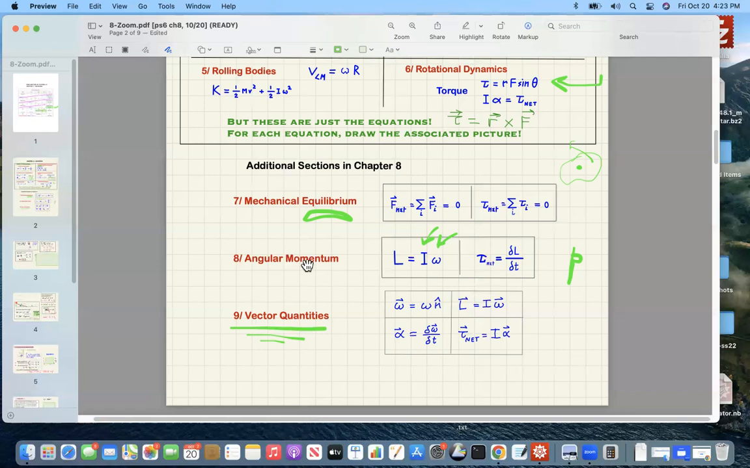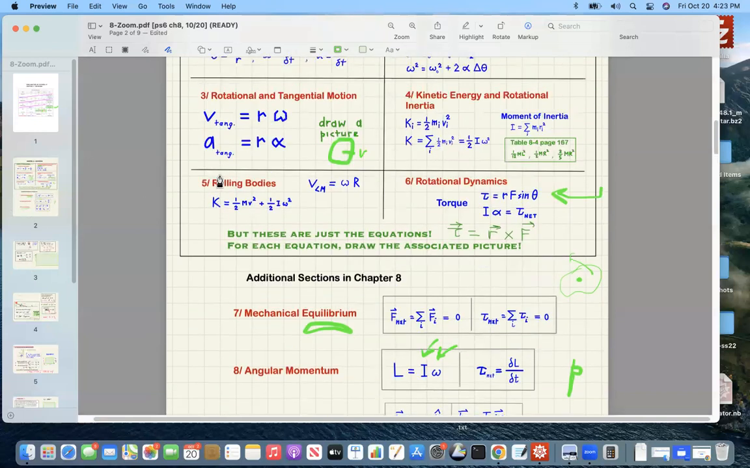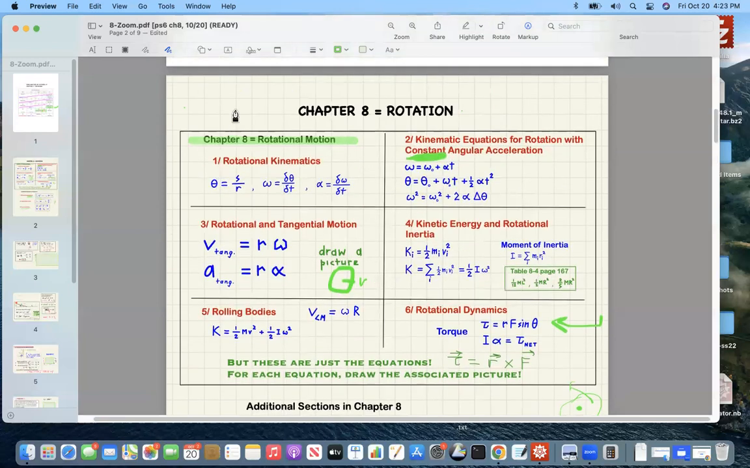Okay, so that's kind of a review of the equations. When you read the chapter, write down the equations in your notebook, take notes, and remember to include those notes in your equation sheet for exam 2 next week.